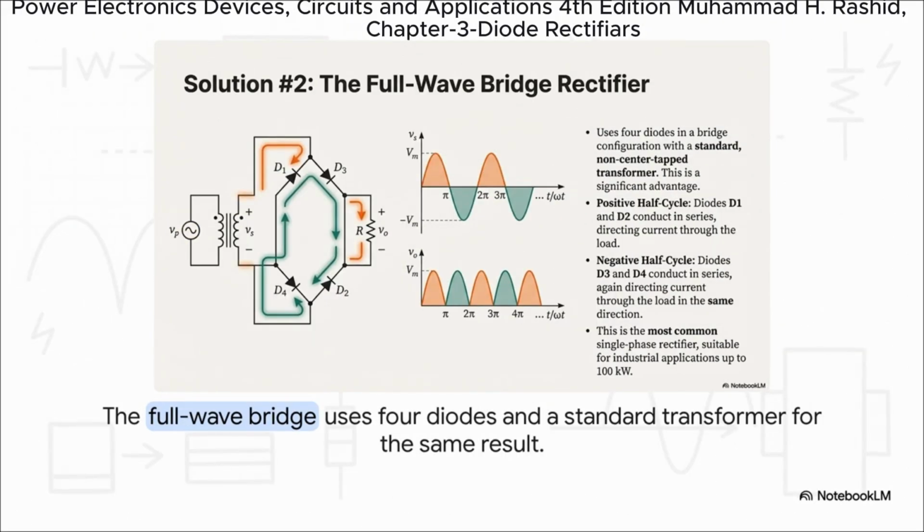And here's the second solution, the one you'll encounter way more often. The full wave bridge. This one uses 4 diodes that work in pairs. On the positive cycle, D1 and D2 conduct together. On the negative cycle, D3 and D4 take their turn. And look at that output waveform. It's the same pulsating DC. The big advantage here is that we get to use a standard, much simpler transformer.